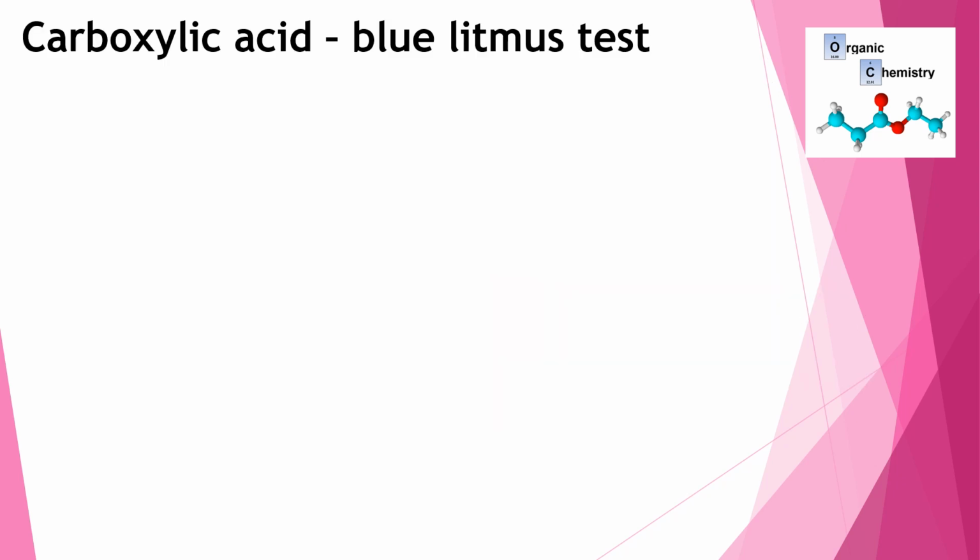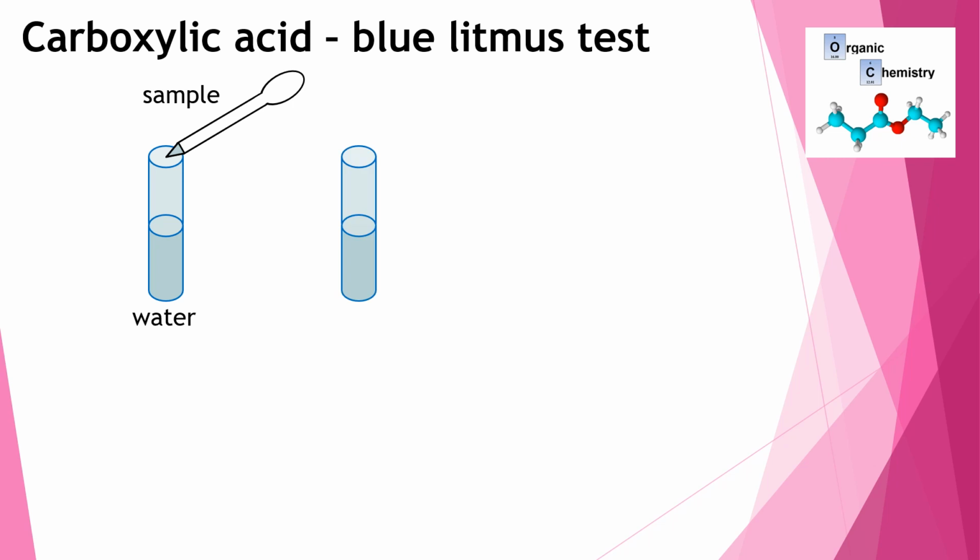Okay, carboxylic acid, blue litmus test. A couple of tests for carboxylic acid. One of the easier ones is you take some water, add your sample of carboxylic acid, and shake it till you've got a solution. You then put some blue litmus paper in there and it goes pink.